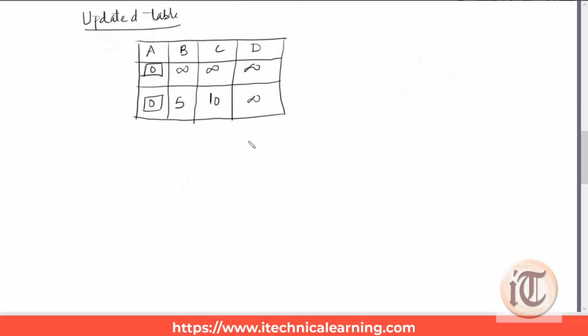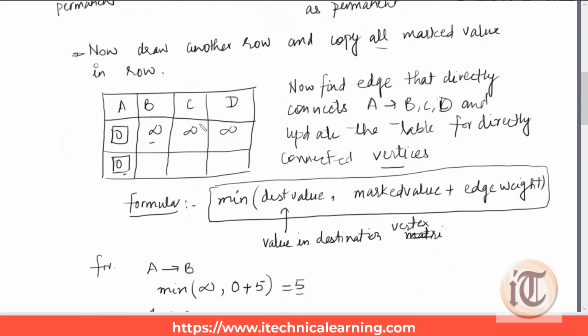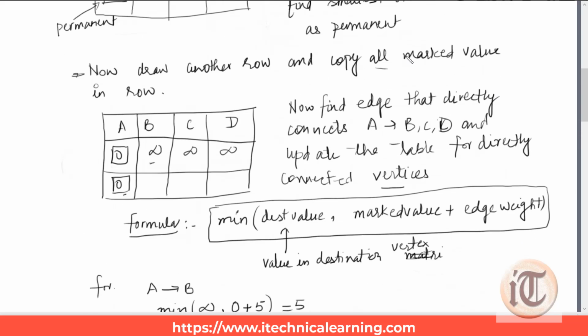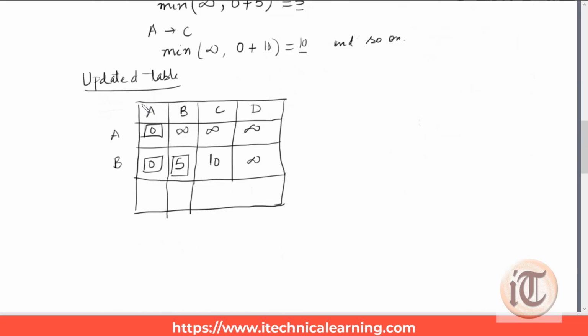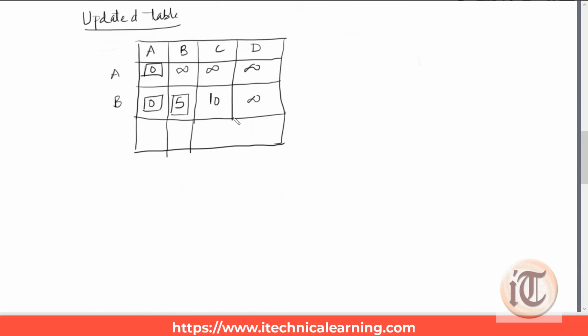Okay, now repeat the step: identify the shortest value from here. The shortest one will be 5. So we have marked the shortest value, because 0 is already marked, so the new shortest value marked will be 5. Now if I continue in the same fashion, in this we have marked A, in this we have marked B. Coming to the next part, we have added one more row, and what we have to do is draw another row and copy all the marked values in the row. So we'll repeat the same step as we followed in the last one.